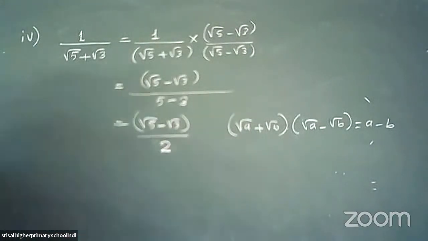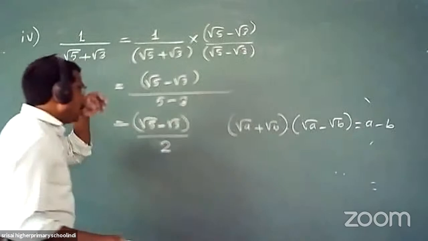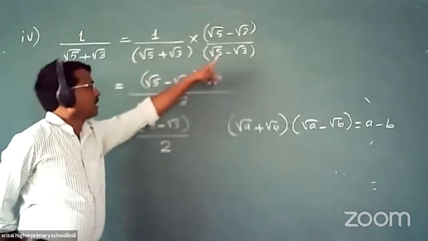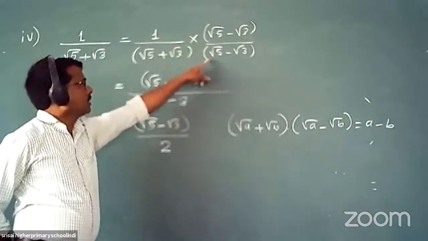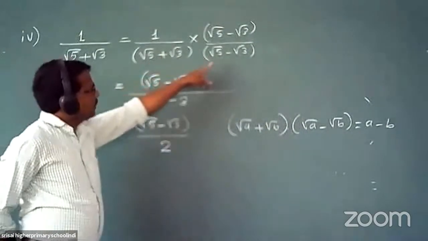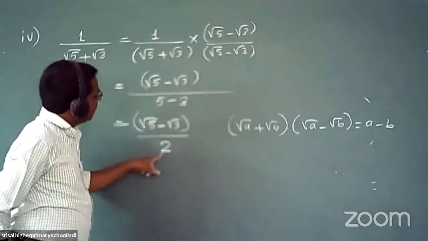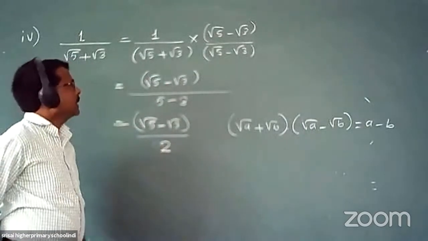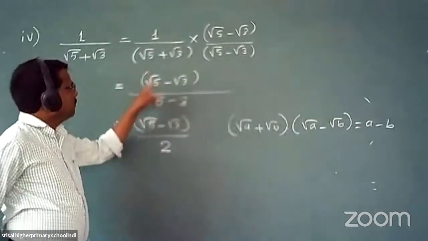Sir, how did the minus come, sir? Where? Sir, here, square root of 5 minus. Yes, here. We want to make the denominator 2. When we multiply by this factor, then only it becomes 2. That's why. Sir, why do we want the upside also, sir?